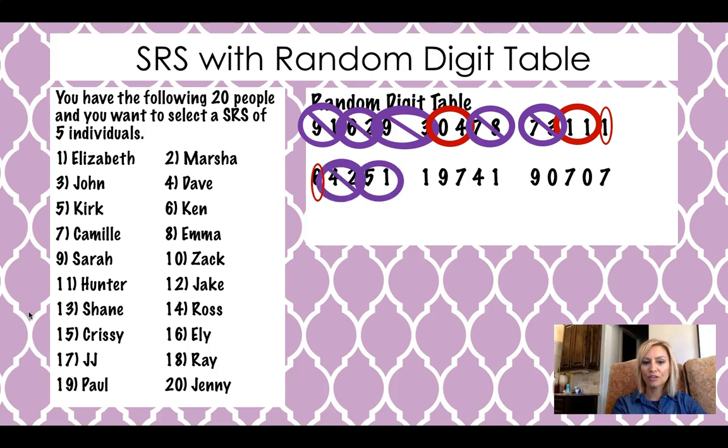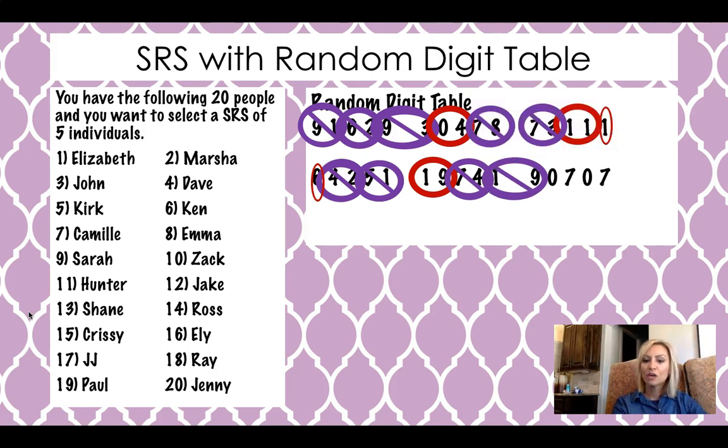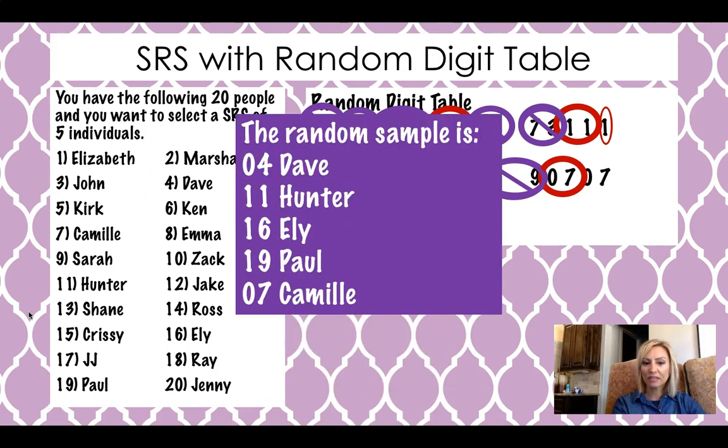42 is ignored, 51, 19, we've selected Paul, 74 we ignore. We've selected 19 again, but we said we want 5 unique individuals, so we ignore repeats. We select then student number 7, and we have got the 5 individuals from our population to make up our sample. So our random sample are students 4, 11, 16, 19, and 7.